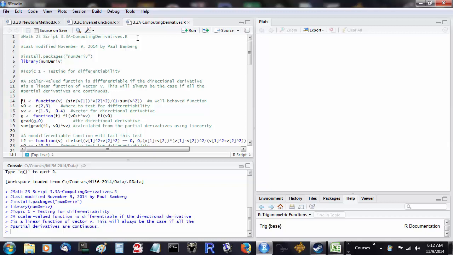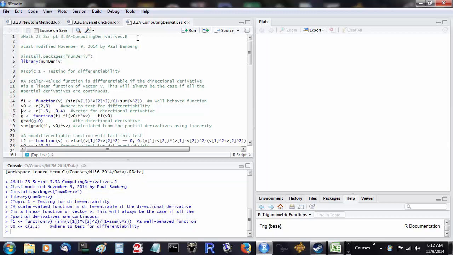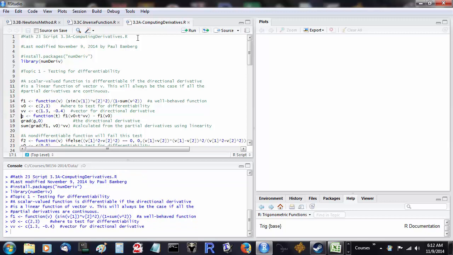I have to write this as a function of the two components of a vector. To read this as a function of x and y, you'd read it as f1 produces the function sine x times y squared divided by 1 plus x squared plus y squared. We have to test for differentiability at a specific point. I've picked one arbitrarily, and I've picked an arbitrary directional vector.